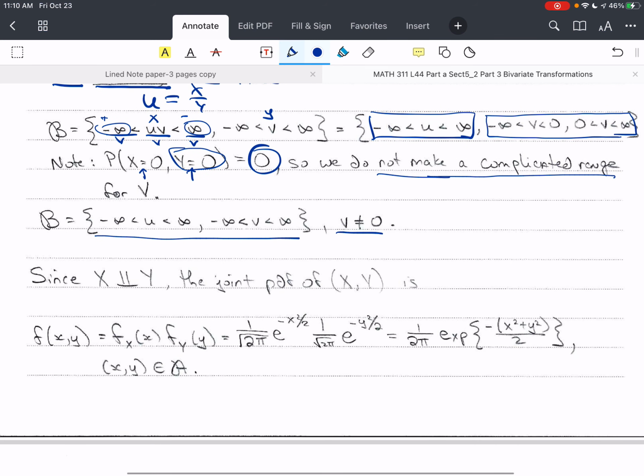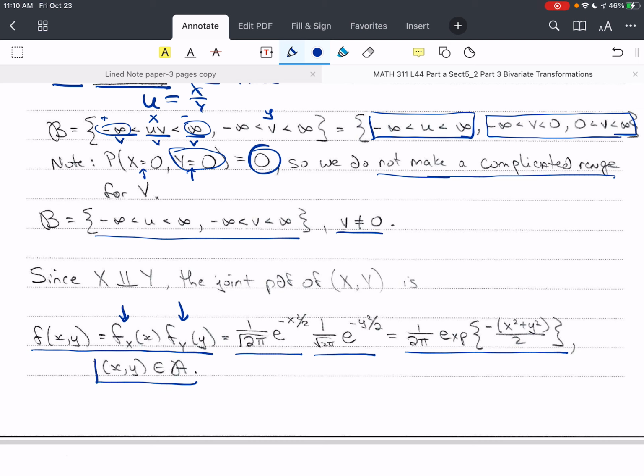Now, since x and y are independent, we can easily write the joint PDF of x and y. F of xy is equal to the marginal of x times the marginal distribution of y. And we know what those are because they're standard normal. So we plug in and we combine or simplify, and we end up with this expression. And don't forget that x and y is in A. All right, so that is your joint PDF.